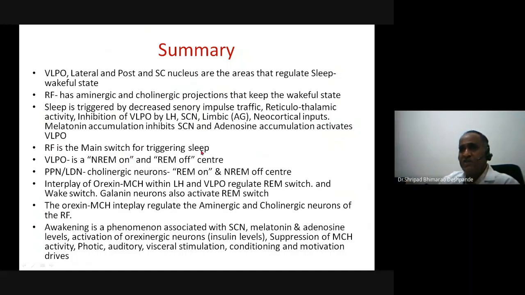Reticular formation is the main switch for triggering sleep. VLPO, ventrolateral preoptic nucleus, is the NREM switch. The pedunculopontine nucleus and lateral dorsal nucleus are cholinergic neurons. This is a REM-on switch. The interplay between orexin and MCH within the lateral hypothalamus and VLPO regulates the REM switch and wake switch. Galanin neurons also activate the REM switch. The orexin and MCH interplay regulates the aminergic and cholinergic neurons in the reticular formation.